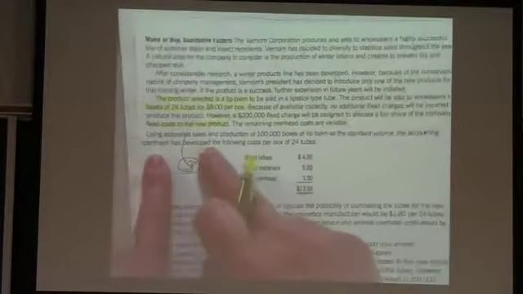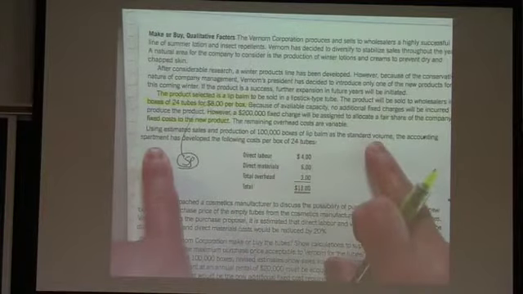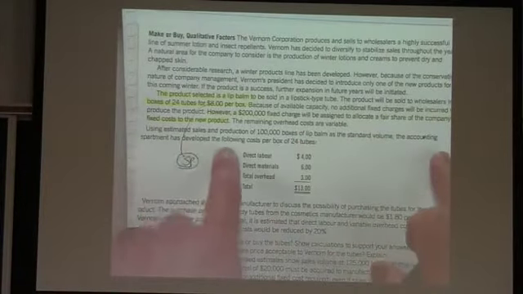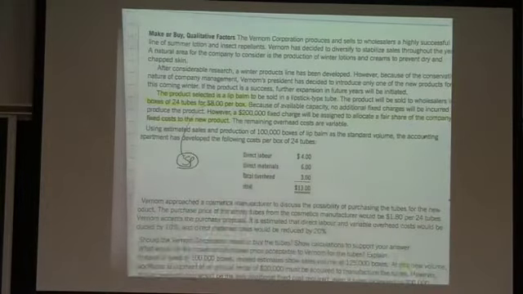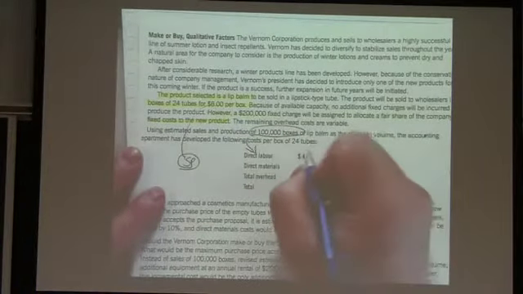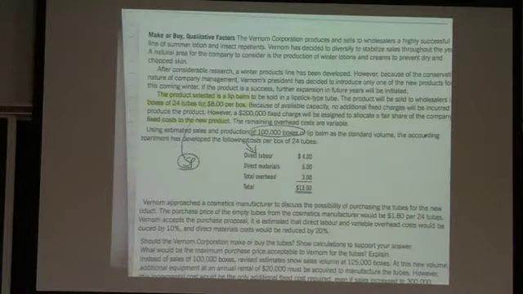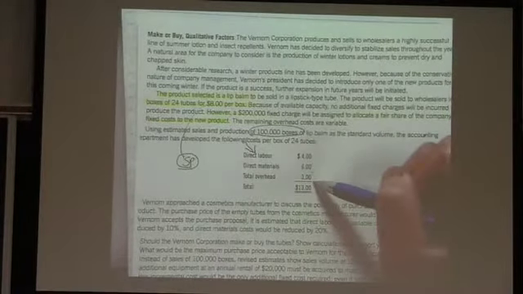Using the estimated sales and production of 100,000 boxes of lip balm as a standard volume, the accounting department has developed the following cost for 24 tubes. So this is based on 100,000 boxes. This is the cost per box of 24 tubes. They've got direct labor, direct material, and total overhead.